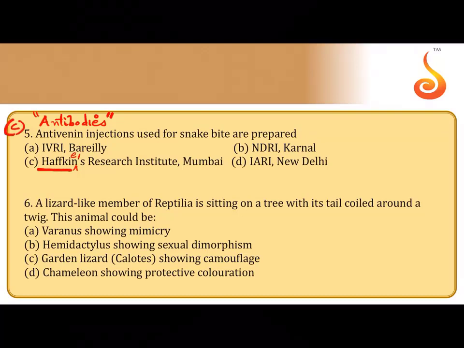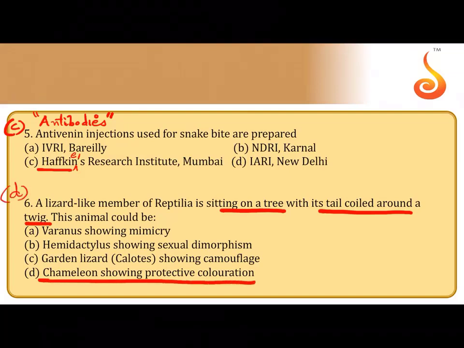A lizard-like member, sixth question. A lizard-like member belonging to class Reptilia, sitting on a tree with a prehensile tail which can be coiled around a twig, and that reminds us of a chameleon showing protective coloration. So it is option D.